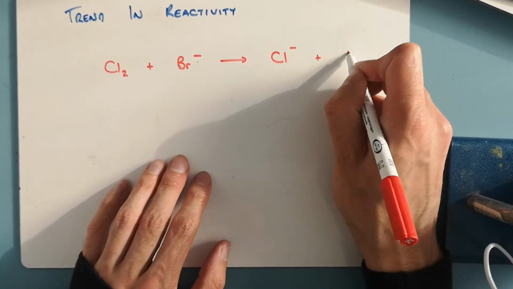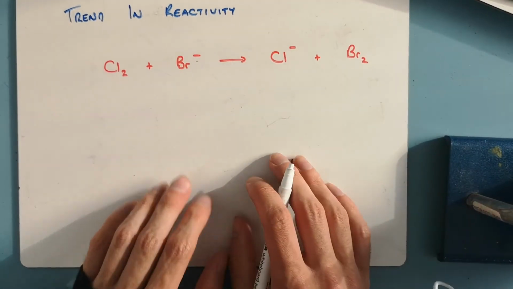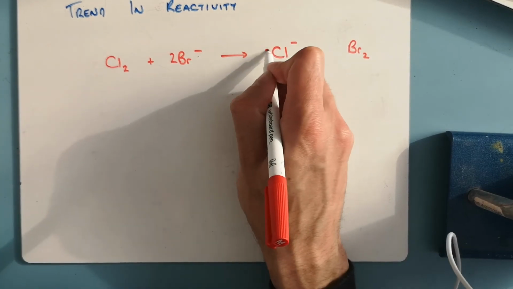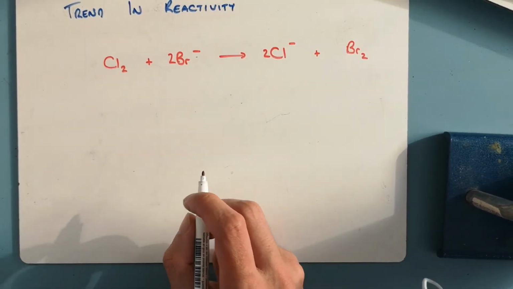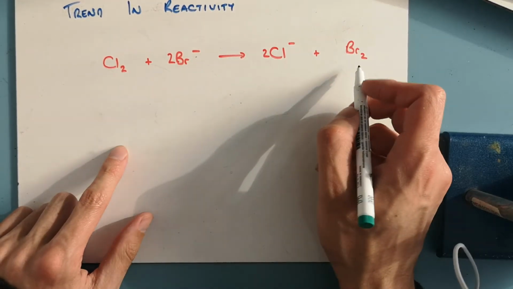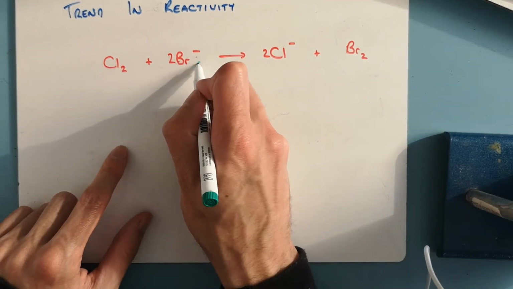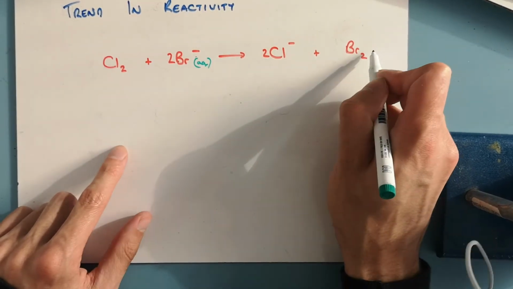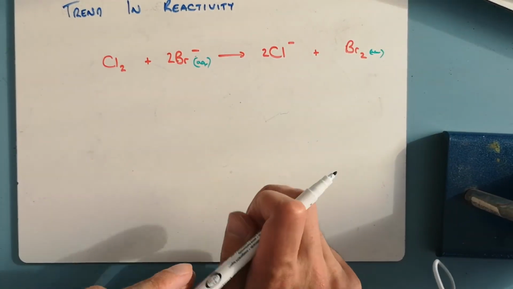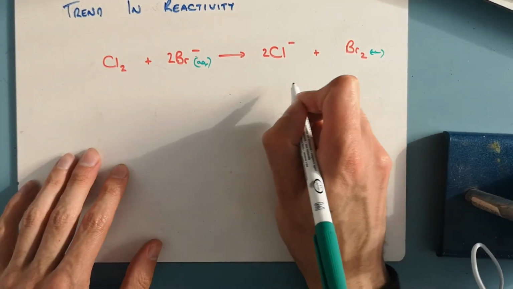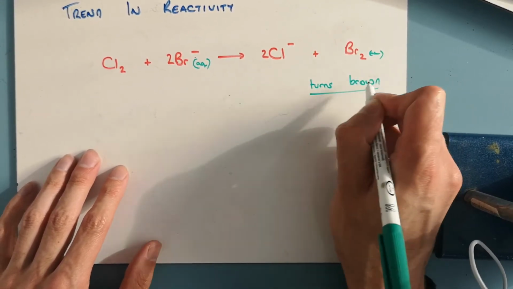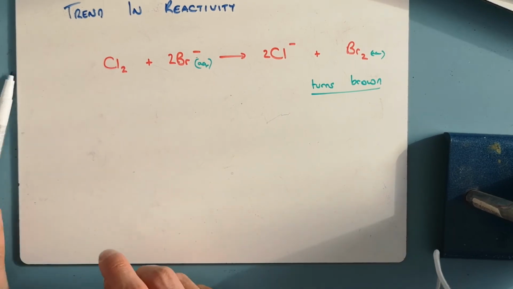Plus, then bromine has no choice. It goes into a covalent bond to form a diatomic molecule. So just to balance this, I'll put 2 and 2 there. And what we see in this reaction is a colour change. Because we've got bromide ions here that are aqueous, and now we've got bromine, which is again aqueous, dissolved in water, we get bromine water. This turns brown because of the bromine that we've got there.